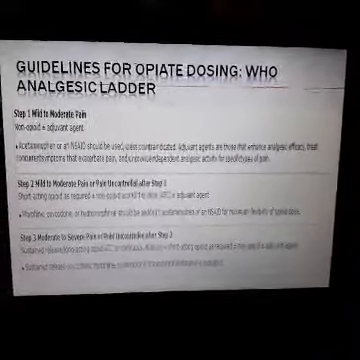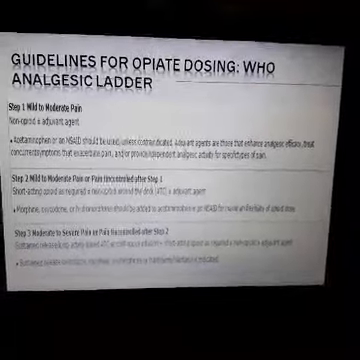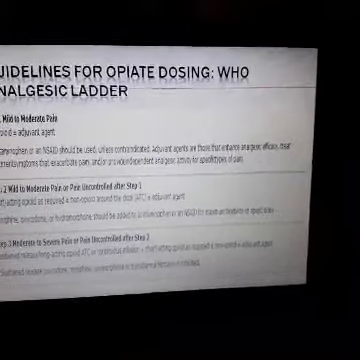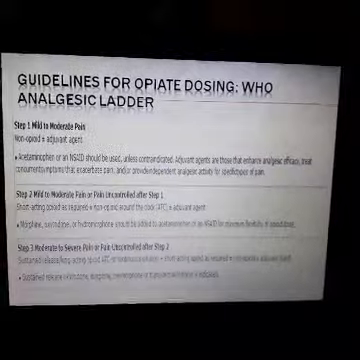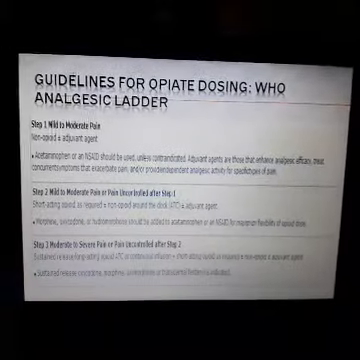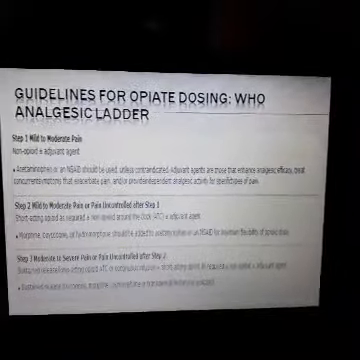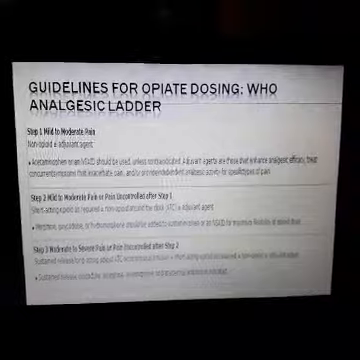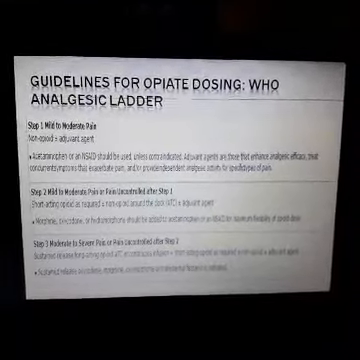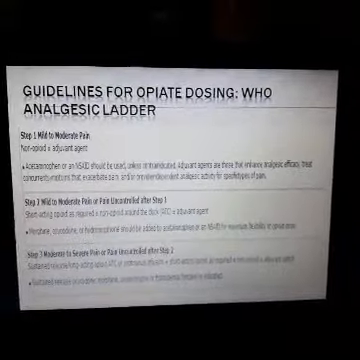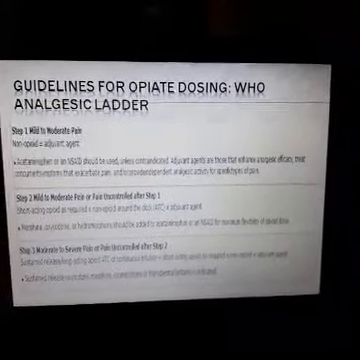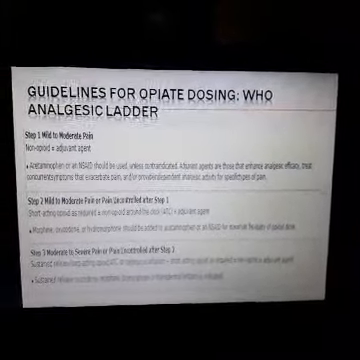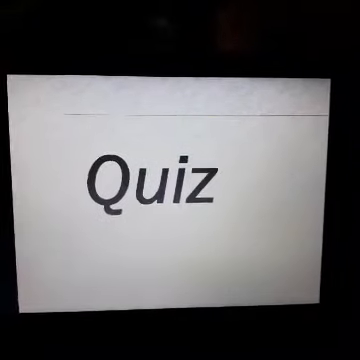So step 1, mild to moderate pain, don't use opioid. Step 2, mild to moderate pain or pain uncontrolled after step 1, we can use a short-acting opioid plus or minus NSAID, and step 3 we have to use NSAID plus opioids. And we can use a short-acting opioid, but if the short-acting opioid is not effective, then we can use a sustained release opioid or a transdermal fentanyl patch. So this is the end of the session on opioids. Thank you.